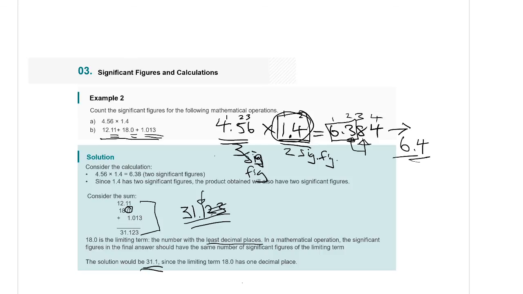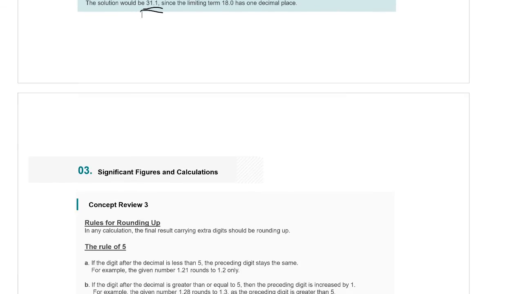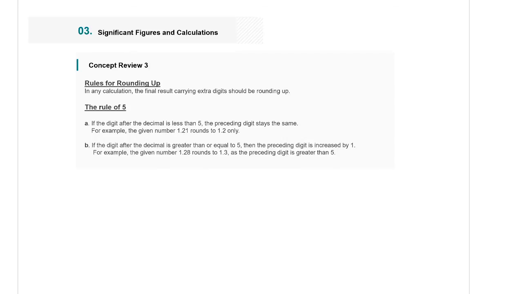Okay, so it's not that difficult. So we can keep moving on. All right, so again, when you use your calculator, you find that you have a lot of decimal places, or a lot more significant figures, and then we have to cut it off. But when you cut it off, we also have to do some rounding up.